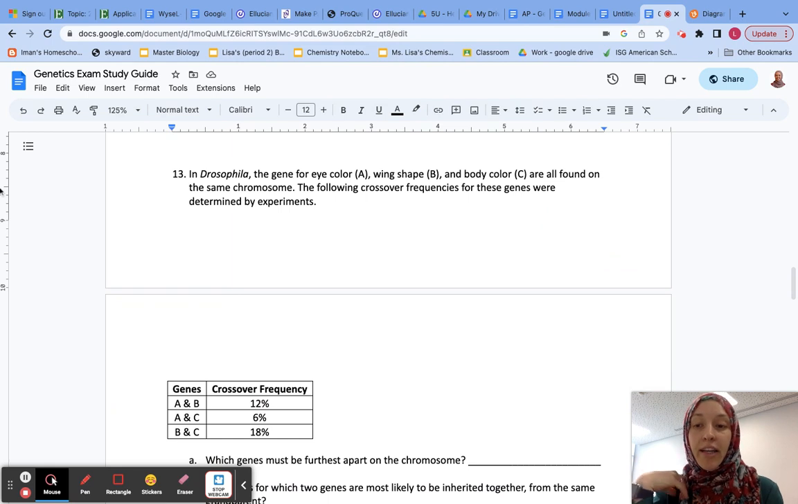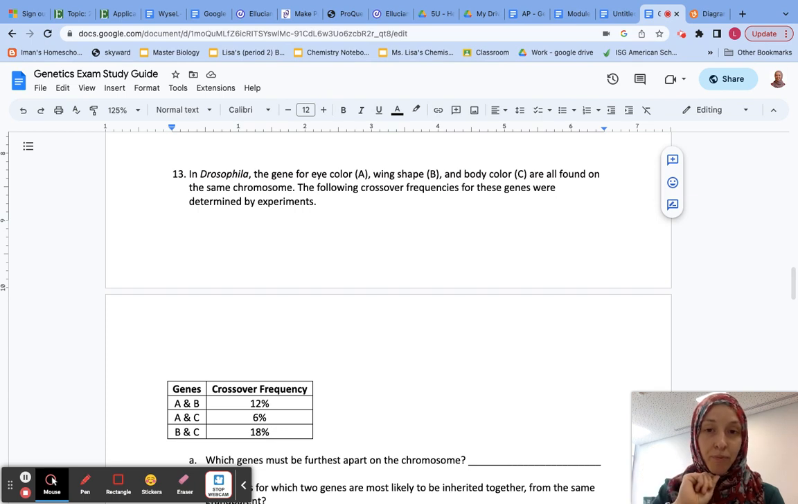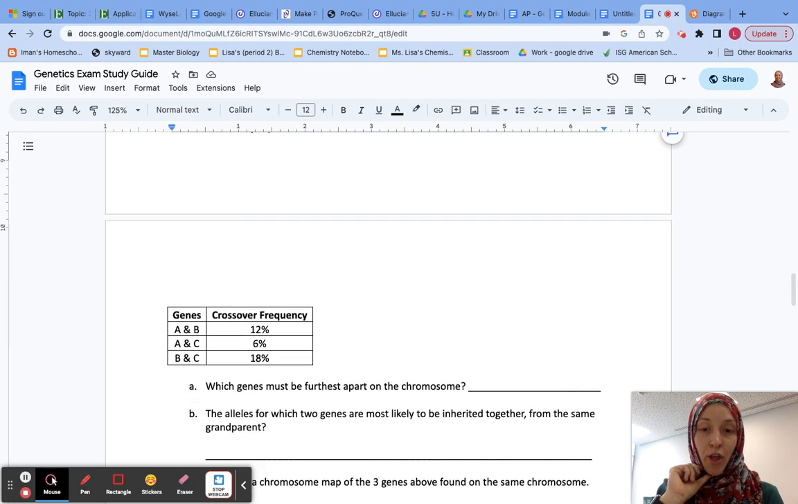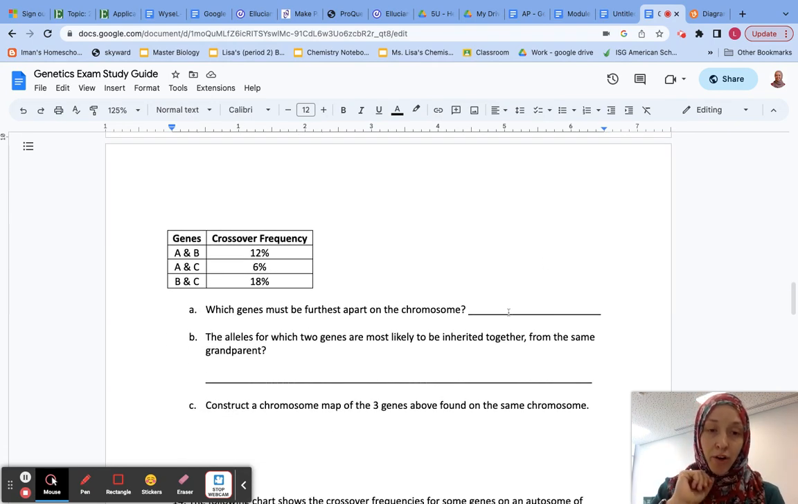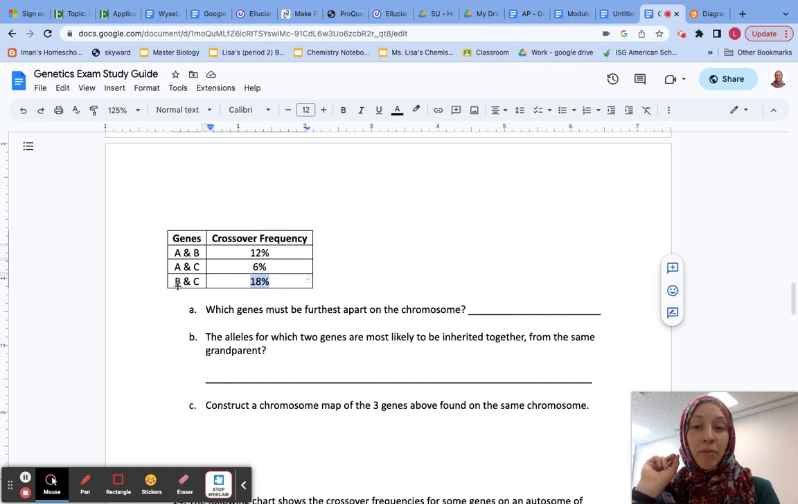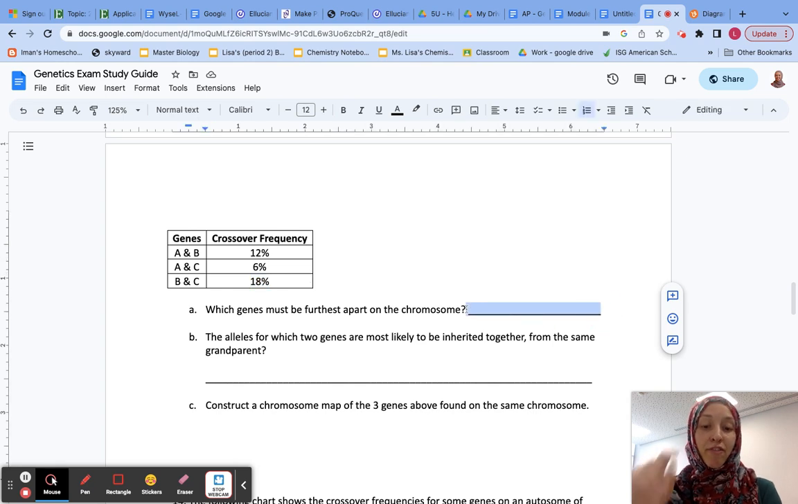If we continue on, in Drosophila, which is fruit flies, the gene for eye color A, wing shape B, and body color C are all found on the same chromosome. The following crossover frequencies for these genes were determined by experiments. What genes must be furthest apart on the chromosome? So if we look here, genes that are further apart have a higher likelihood of crossing over happening between them. Okay? So if there's 18% between B and C, this is the highest value we have in this table. So we know that B and C must be the furthest apart.